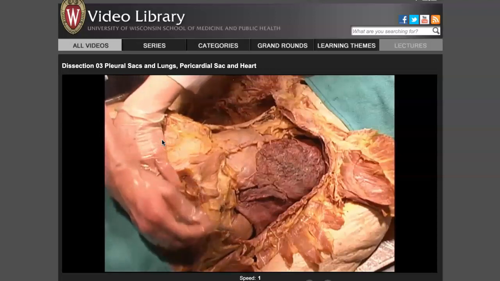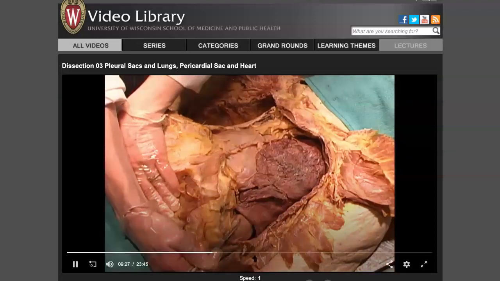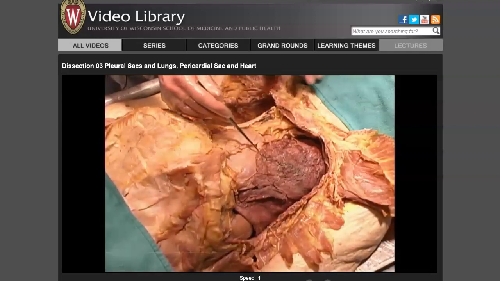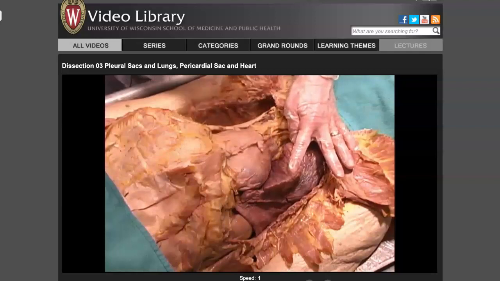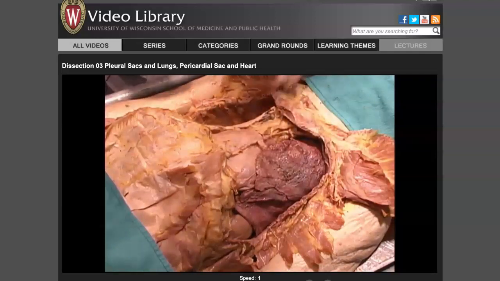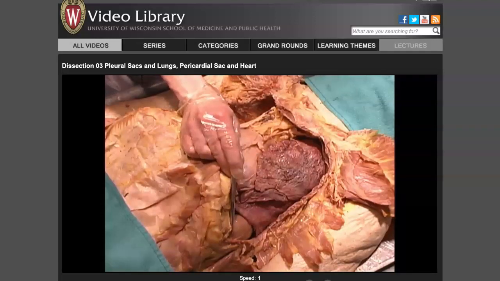That portion of the parietal pleura that coats the superior surface of the diaphragm is the diaphragmatic pleura. And on the midline, between the lung and the heart, we've got a portion of the parietal pleura called the mediastinal pleura. Now take a look at how much of the thoracic cavity the lung occupies. It really doesn't occupy the entire height of the thoracic cavity. It falls a little bit short.